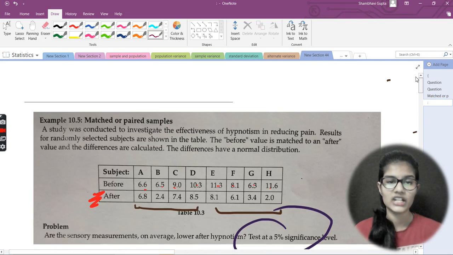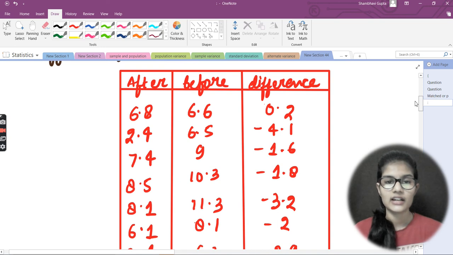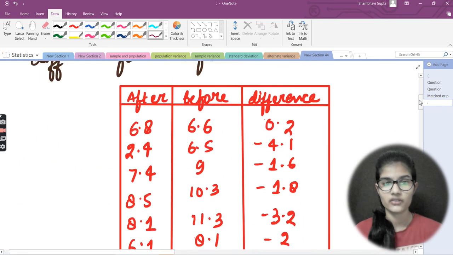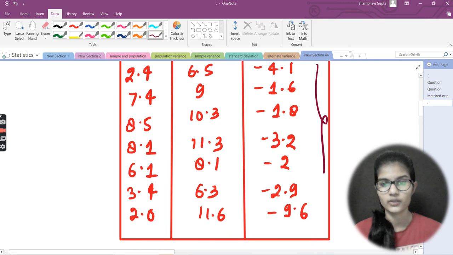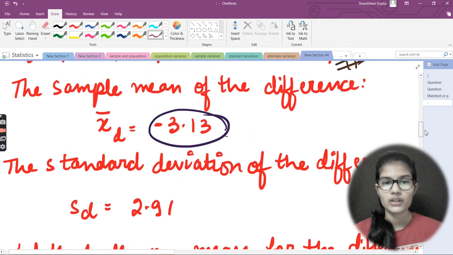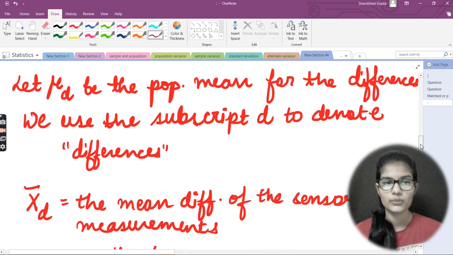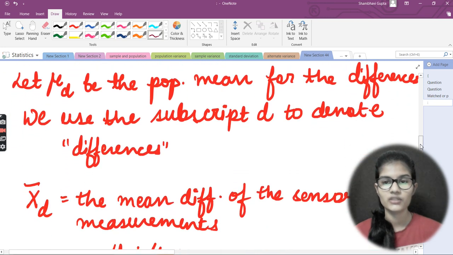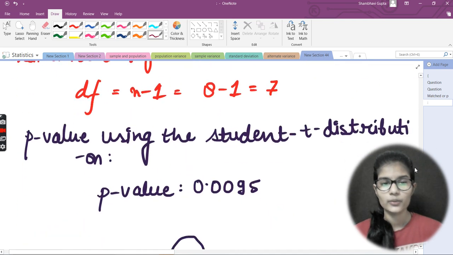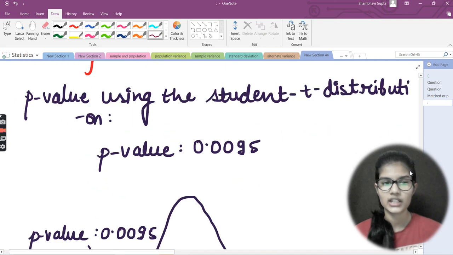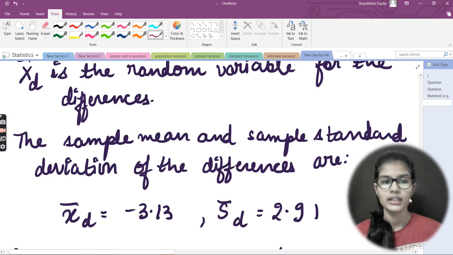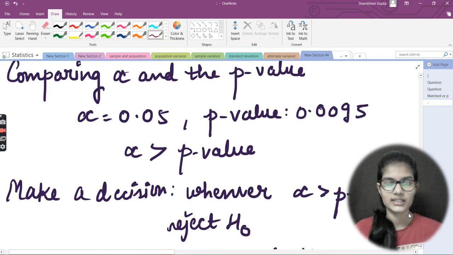This question belonged to the matched or paired samples, right? We already had two columns, after and before. We figured out the third column, that was the difference, the subtraction of after and before. After that, we had the data for the test, the differences data. Then we found the standard deviation and the sample mean. Then we put mu d, the population mean for the differences, and then we put several conditions. We found the DF, the degrees of freedom for the test, that came as 7. After that, we figured out the p-value, made the graph, and figured out the sample mean and sample standard deviation.